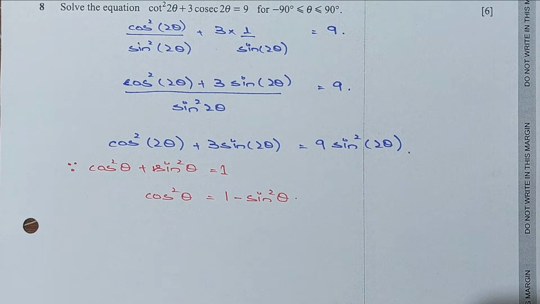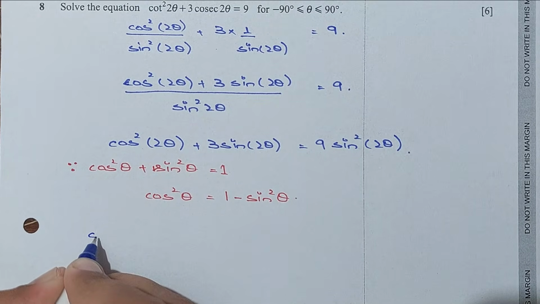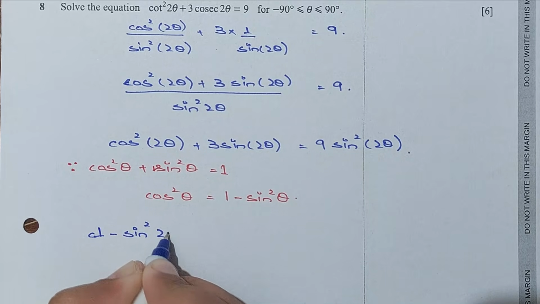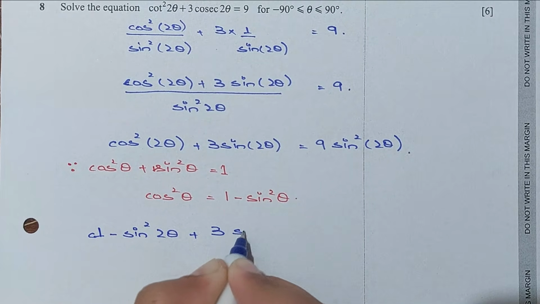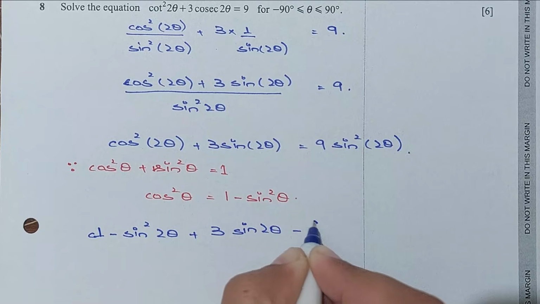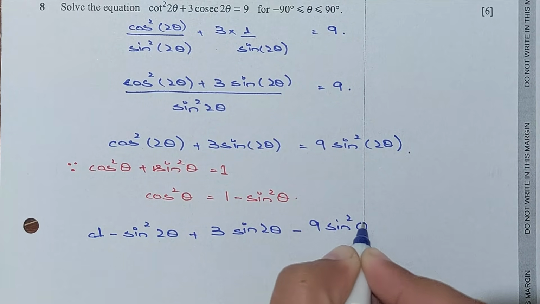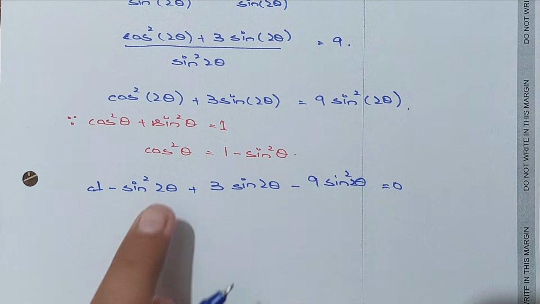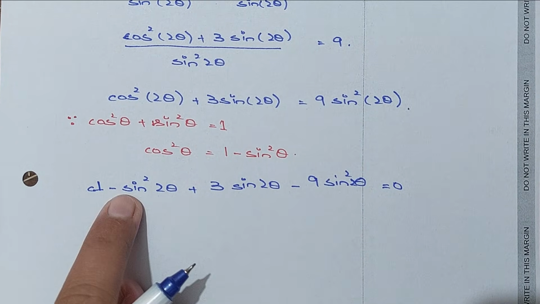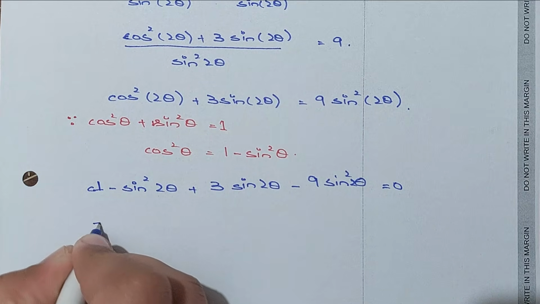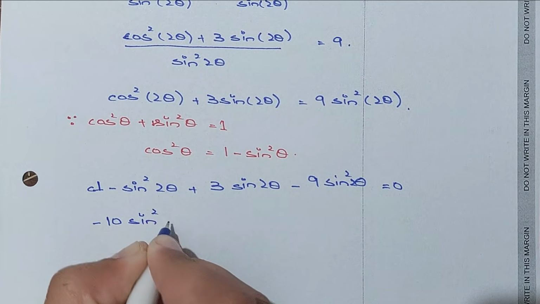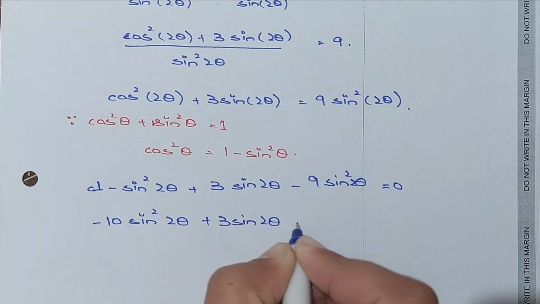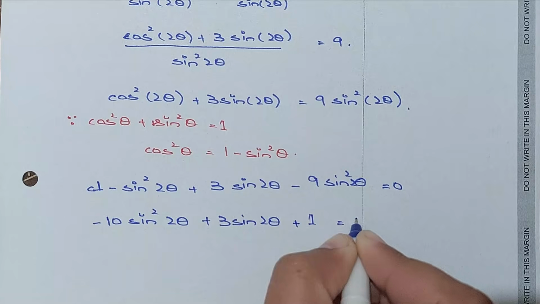Put the value over here. So cos square 2 theta is 1 minus sine square 2 theta plus 3 sine 2 theta minus 9 sine square 2 theta equals 0. Shift this term to the other side as well. So these are 2 sine square. So minus 9 and minus 1 would be minus 10. Minus 10 sine square 2 theta plus 3 sine 2 theta plus 1 equals 0.